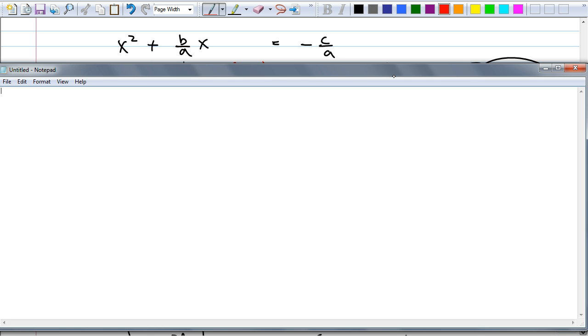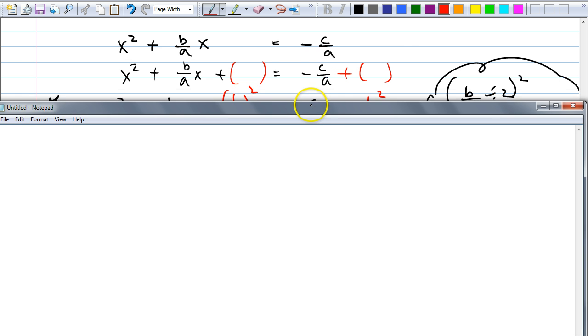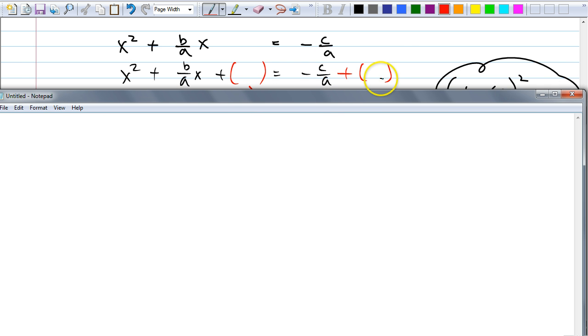What's that thing that we have to divide by 2? What is your b in this case? B over a. It's a coefficient. Whatever the coefficient of this x is, you have to divide that by 2 and then square it. Remember this step? You have to add something to both sides. Do you guys remember what that is? This is one of the second most important steps. You have to be able to complete the square, right?